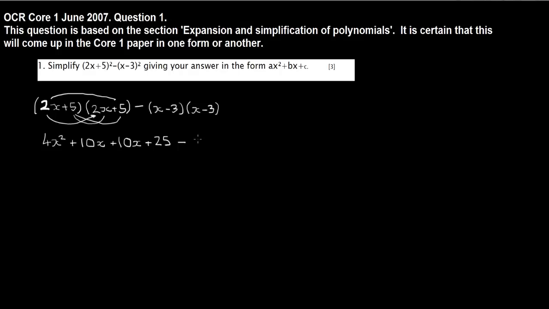Minus x minus 3 all squared. We'll put that in a bracket, so this negative sign might be a bit troublesome. x times x is x squared. x times minus 3 is minus 3x. Minus 3 times x is another minus 3x. And minus 3 times minus 3 is plus 9.